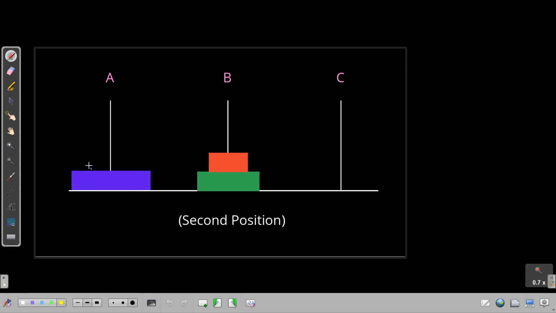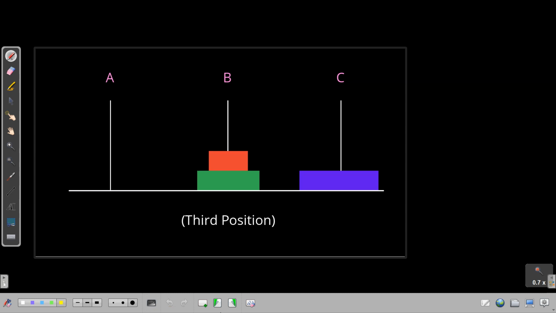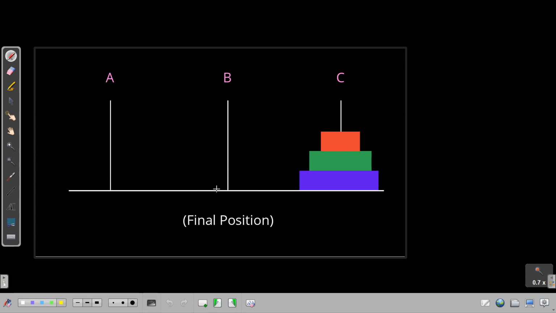Move the 2 blocks on the top of the biggest block, or the nth block, to the auxiliary rod. This is our from rod now. This is our auxiliary rod now. This is our to rod that we have passed as a parameter. Move the base block, I mean the nth block, from the from rod to the to rod. Next, move these 2 blocks from the auxiliary rod to the to rod.